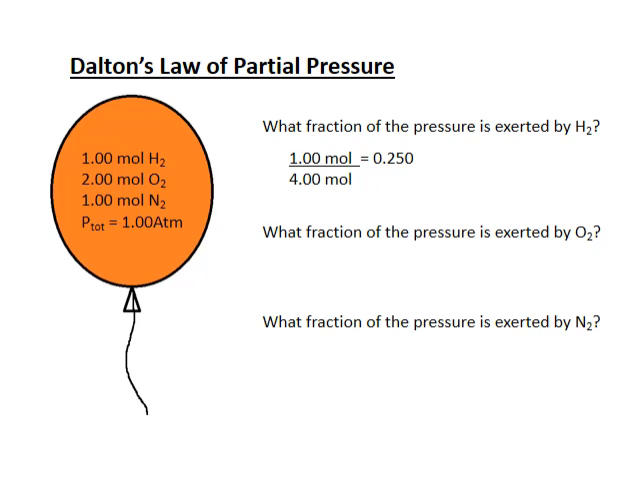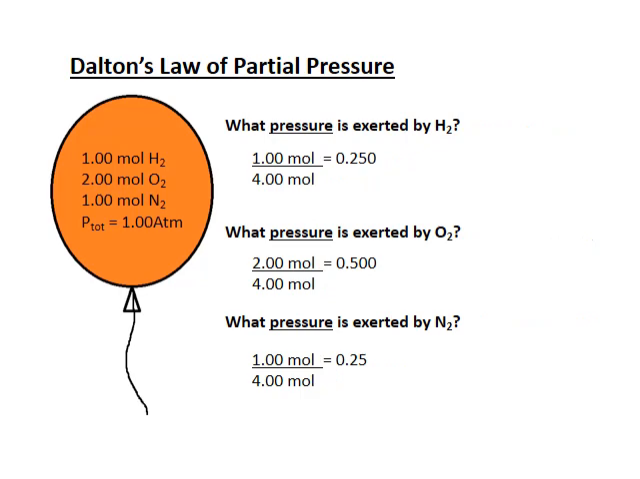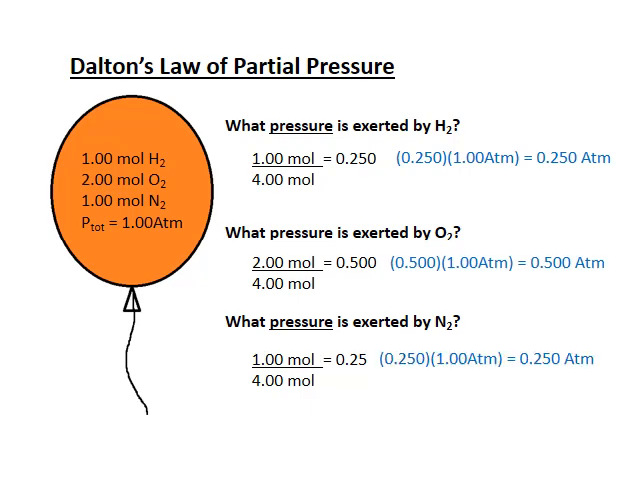Oxygen is half of the particles, so it makes sense that half of the pressure is exerted by oxygen. And likewise, nitrogen is a quarter of the particles, so again, a quarter of the pressure is exerted by nitrogen. I might want to know exactly what the pressure is, so I can take the fraction times the total pressure to get the pressure exerted, so 0.25 atmospheres in this case. So I took my fraction times the total pressure. And again for oxygen, and again for nitrogen.